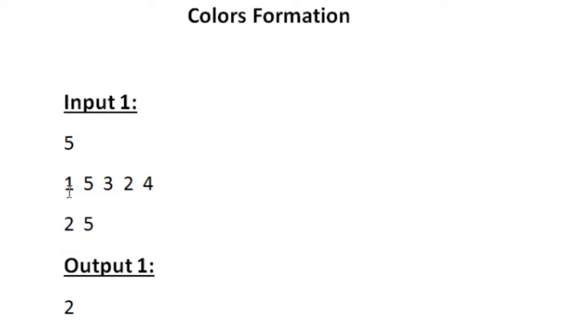So when any two integers are added and give the result 5, then we have to count it. Here 1 and 4 when added gives 5. So it is a combination, and then 3 and 2 when added gives 5. So it is a valid combination, and there are no more combinations. So we have found 2 and our output is also 2.